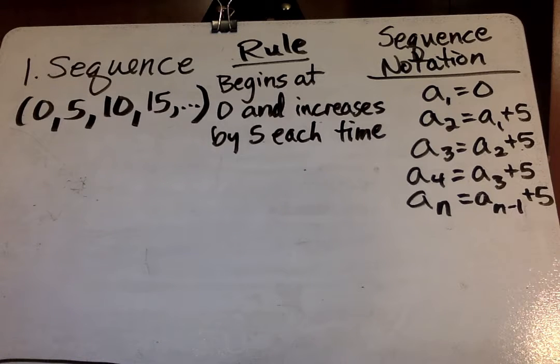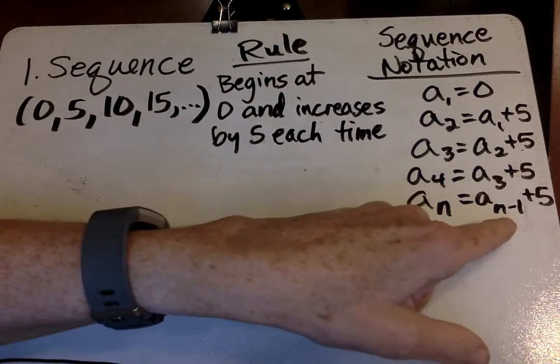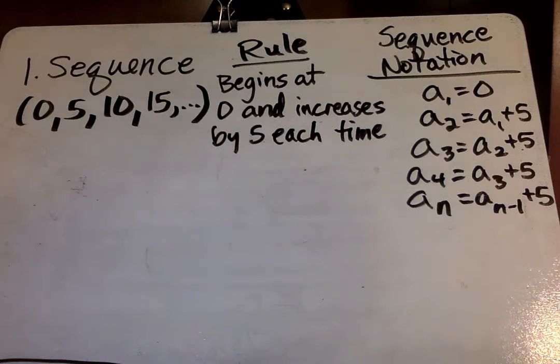So when we think of some number n, which could be anything, it's going to be the previous one plus 5. And that could be anyone. If it was like a to the 1000, it would be the a to the 999 term plus 5. So that's the first one on the page, and next we will go to number 2.